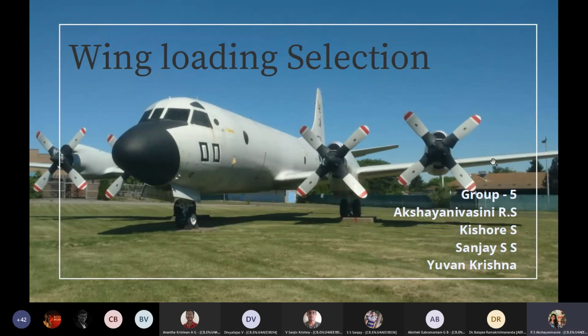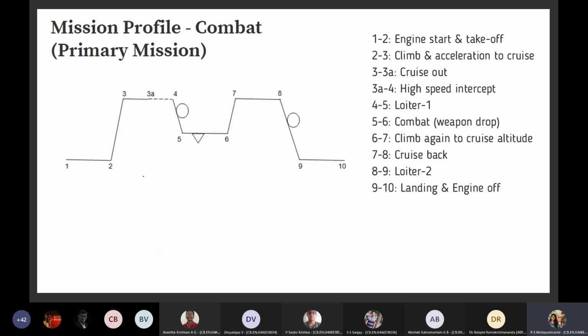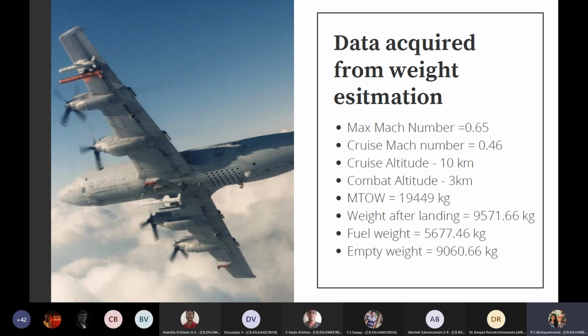So good morning, everybody, and I'm Akshay Nivasani from Group 5, and I'll be summarizing the process behind our wing loading selection. So we mentioned our design specifications and also the data obtained from P3 Orion, our reference aircraft. This is our mission profile. Combat was chosen to be our primary mission, even though we have two separate mission profiles. Based on the primary mission profile, we have done our wing loading as well as weight estimation. And these are the data collected from our weight estimation.